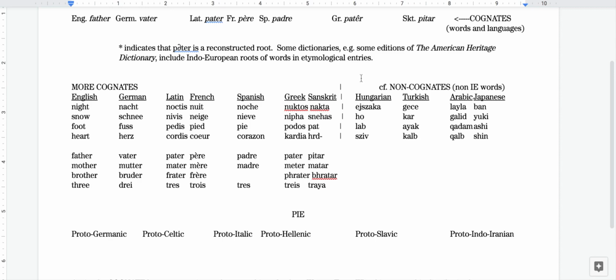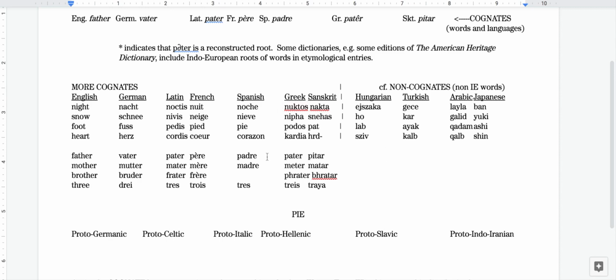But then look at these languages over here. These are non-Indo-European languages: Hungarian, Turkish, Arabic, Japanese. They come from some other source, from some other ancestor language. And look how different they are. Like, look at the word for night. I don't even know how to pronounce these, and they don't look at all like the Indo-European ones.